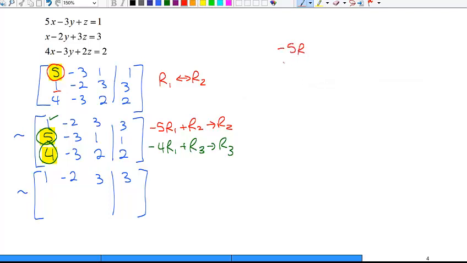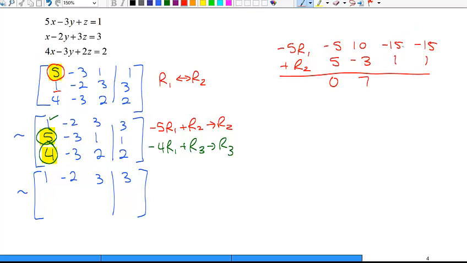I'll do this one vertically, negative 5 times row 1 plus row 2. So if I take negative 5 times row 1, that gets me negative 5, positive 10, negative 15, negative 15. Add it to row 2, which is 5, negative 3, 1 and 1. When I add down, I'm getting 0, 7, negative 14, negative 14.